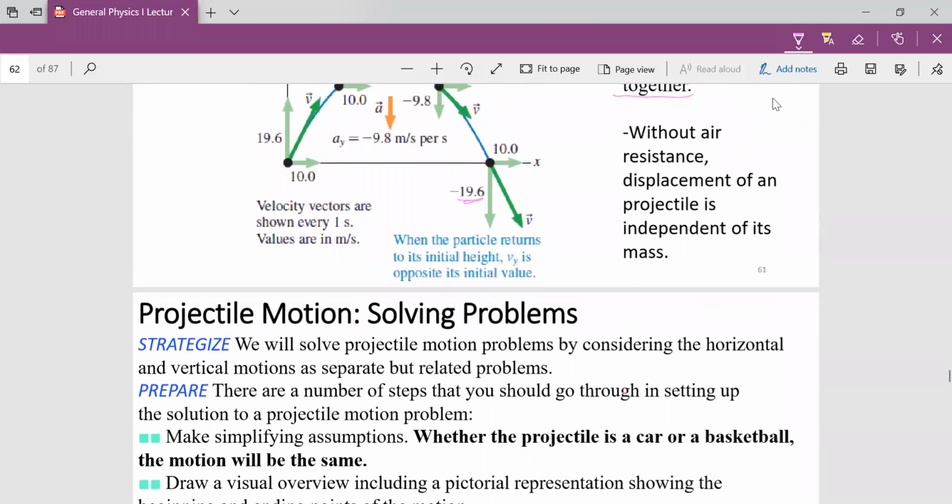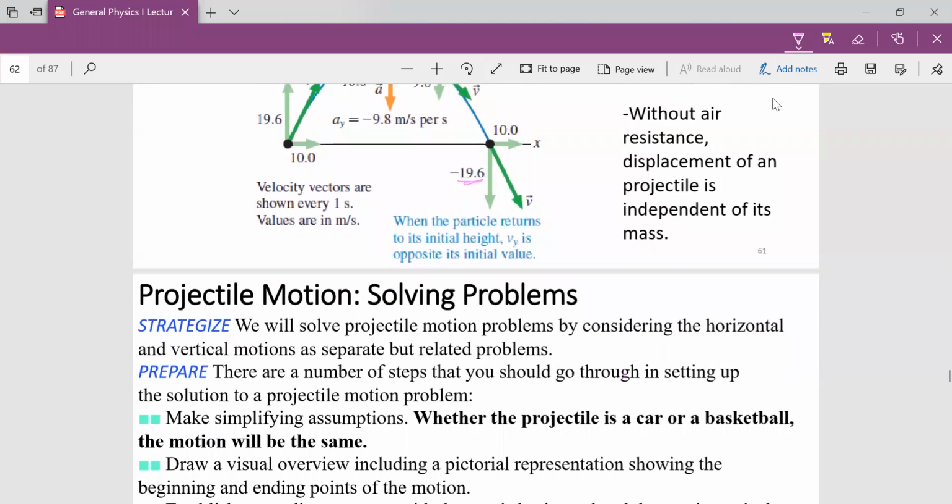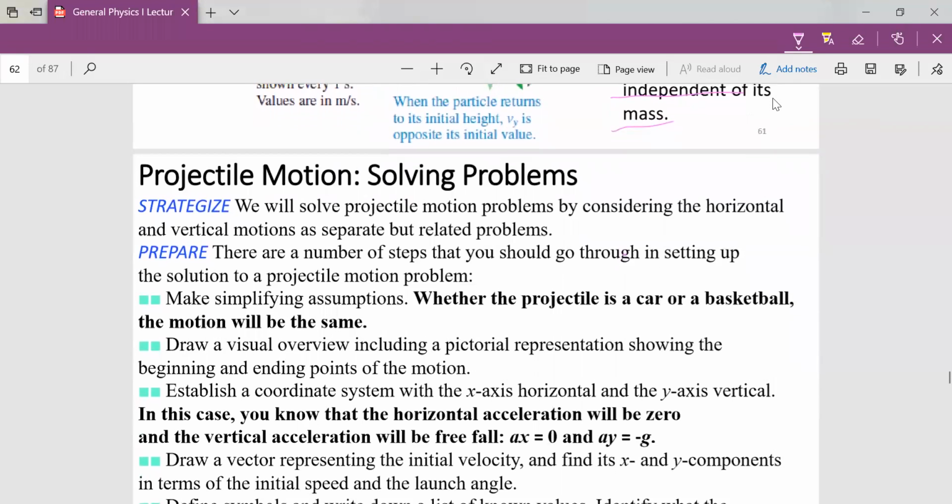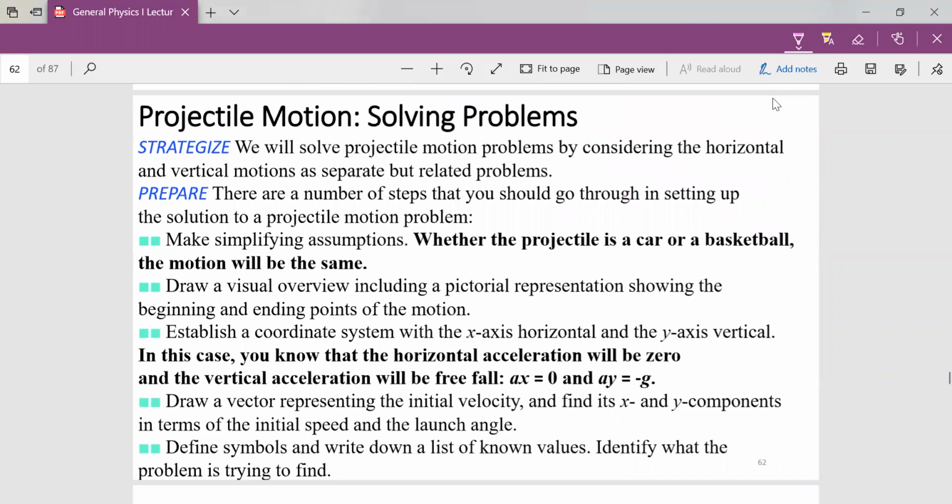So without air resistance, the displacement of an object is independent of its mass. We have emphasized this when we discussed free fall, that the motion is independent of its mass. So how do we solve problems relating to projectile motion? What are the strategies we employ to solve these problems? We emphasize that once you can establish or understand a particular strategy, it applies to all, whether the projectile is a ball, a car, or whatever, regardless of the mass. The strategy you know will apply to all, okay?